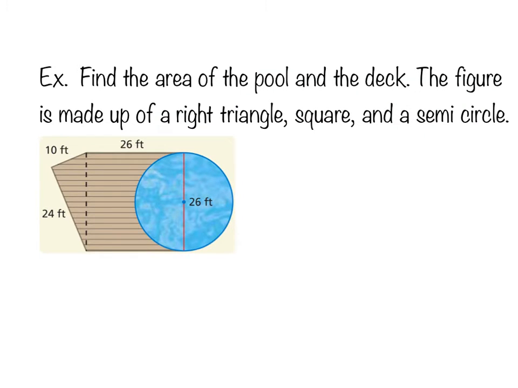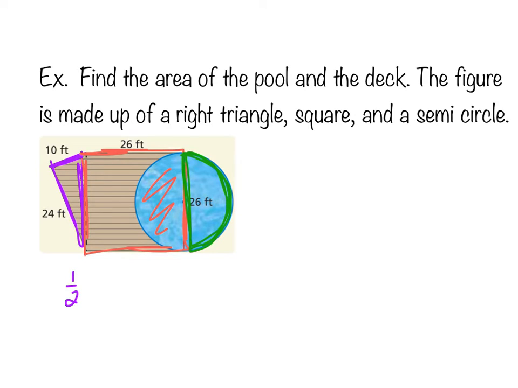All right, let's do one more example that has a circle or a semicircle. For this example, it says find the area of the pool and the deck. The figure is made up of a right triangle, a square, and a semicircle. So here's the right triangle. If I can get it highlighted here. There's the right triangle. And then a square. The square I can see as well. Now, part of the circle is incorporated in the shape of the square. So then I've got a semicircle right here, and I'm going to find the area of all three of those shapes. So let's start with the triangle.